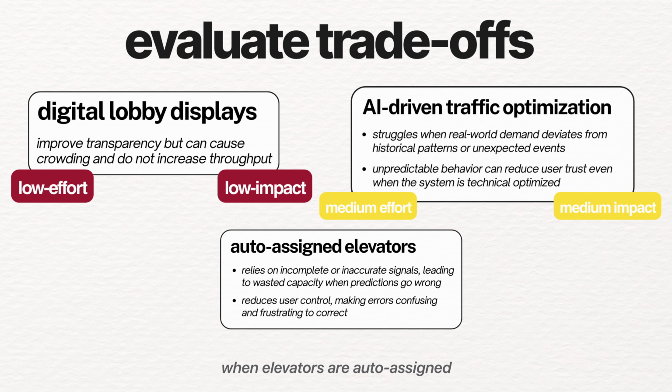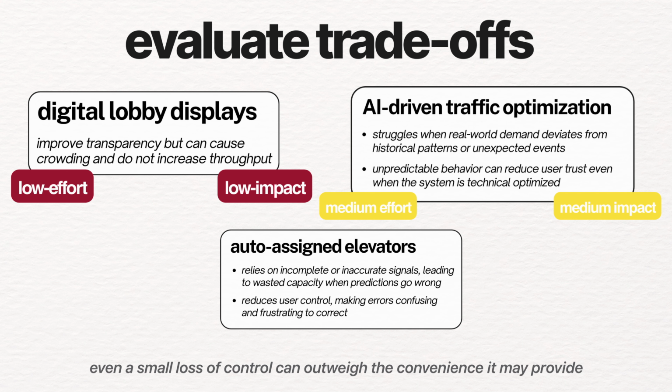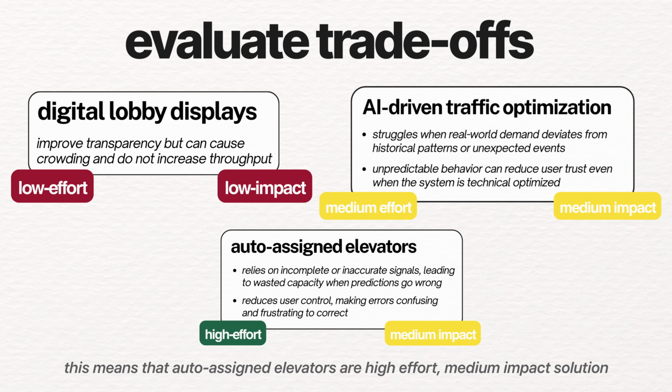Another trade-off is loss of user control. When elevators are auto-assigned, commuters may feel confused or uncomfortable if they are sent to an elevator without clearly understanding why. If the system makes a wrong assumption, users don't have an obvious way to correct it, which can lead to more frustration and mistrust. For a daily commuter who values speed and predictability, even a small loss of control can outweigh the convenience it may provide. This means that auto-assigned elevators are a high-effort, medium-impact solution.